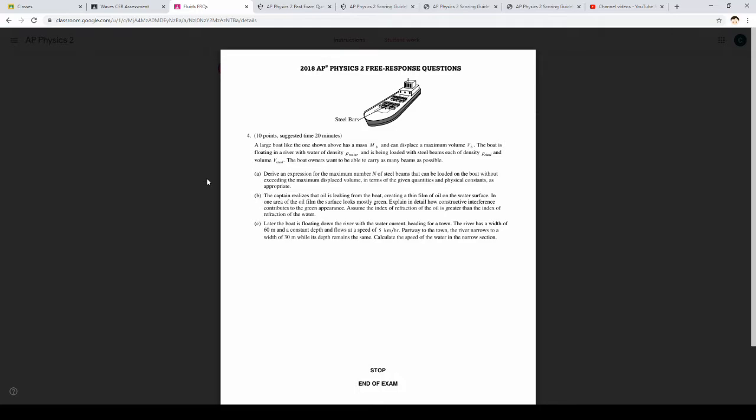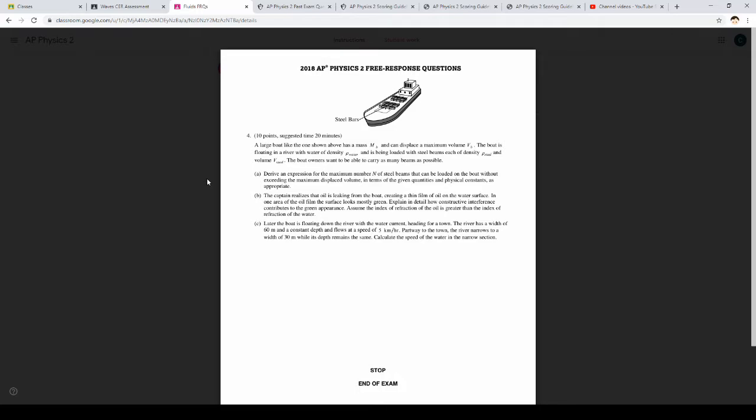Part B, the captain realizes that oil is leaking from the boat, creating a thin film of oil on the water's surface. In one area of the oil film, the surface looks mostly green. Explain in detail how constructive interference contributes to the green appearance. Assume the index of refraction of the oil is greater than that of the index of refraction of the water.